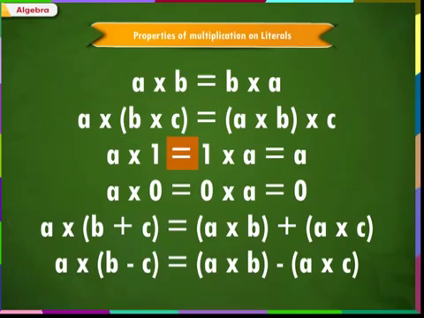A into 1 is equal to 1 into A is equal to A. A into 0 is equal to 0 into A is equal to 0. A into B plus C is equal to A into B plus A into C. A into B minus C is equal to A into B minus A into C.